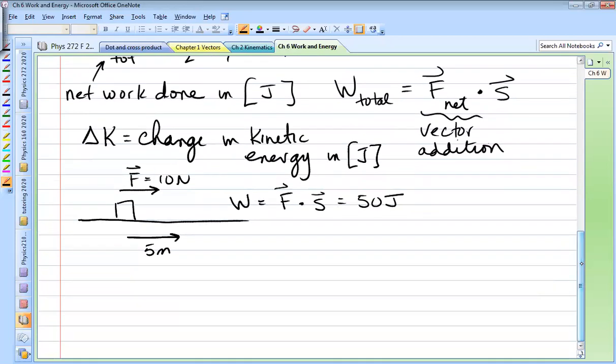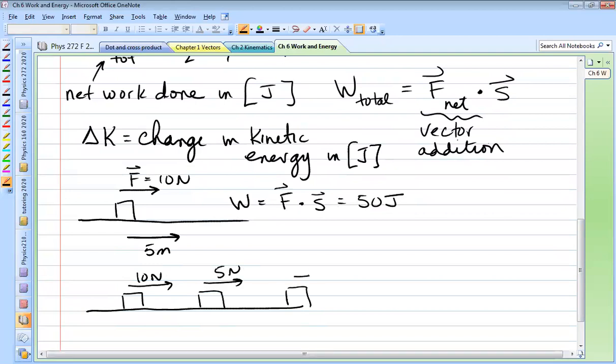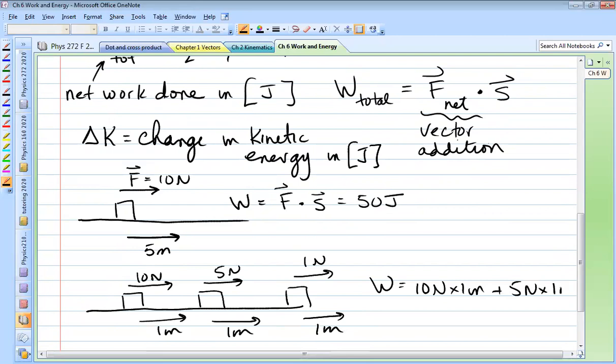But the force isn't necessarily always constant. The force may be changing. So for example, if the force was 10 newtons, and then a little while later the force dropped to 5 newtons, and a little while later maybe dropped to 1 newton, and each one had its own displacement, say it acts for 1 meter, 1 meter, 1 meter. Well, to get the work done, you would have to add all these things up. You would have to go 10 times 1, plus 5 times 1, plus 1 times 1, to get the net work.